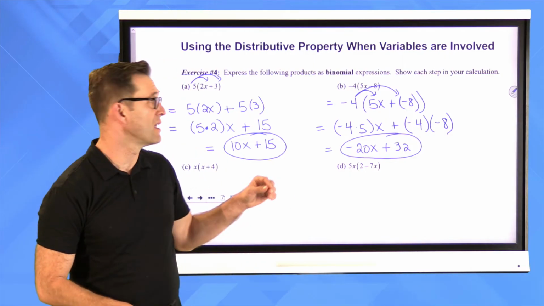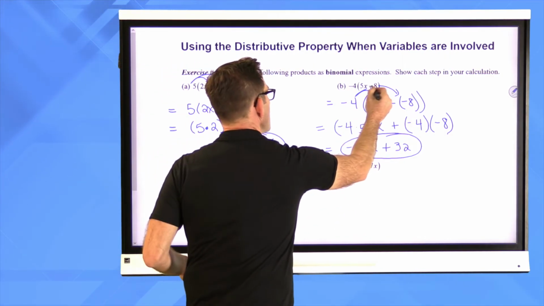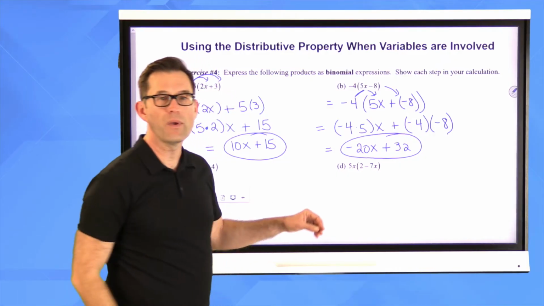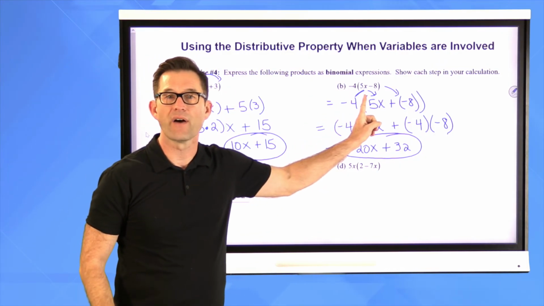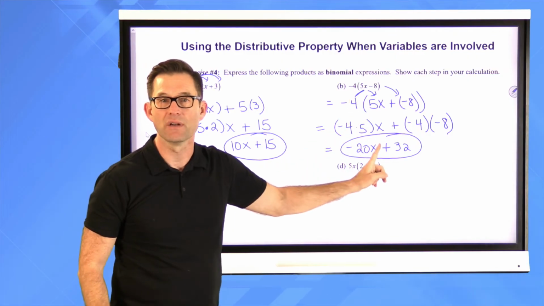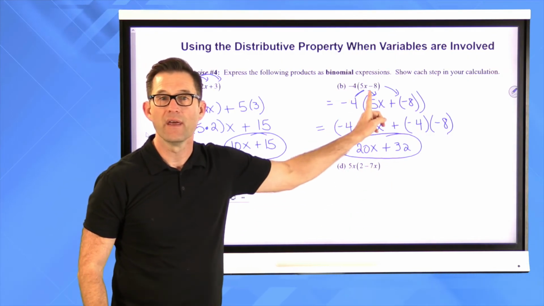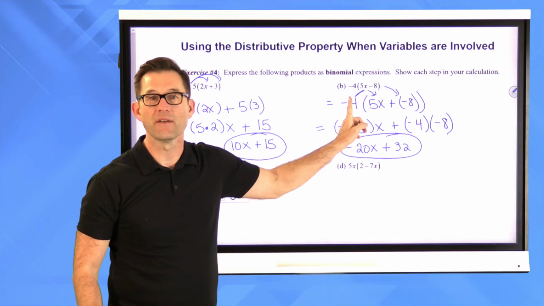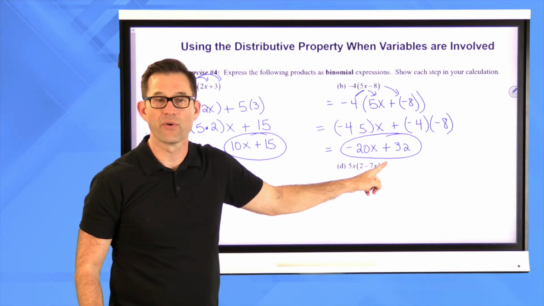Basically what we're seeing, let me erase this so you can see it a little bit better, is that when we multiply a subtraction, 5x minus 8, by a negative number, that subtraction turns into an addition. Negative 8 times negative 4, positive 32.